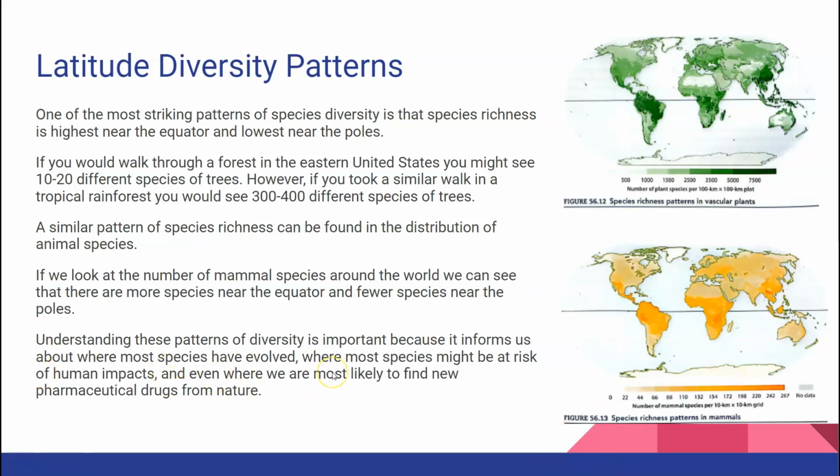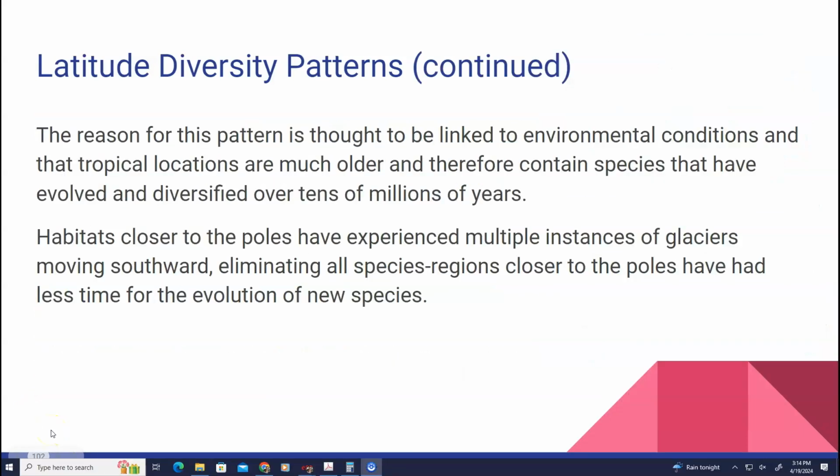So when we understand these patterns of diversity, it informs us about where most species have evolved, where most species might be at risk of human impacts, and even where we are most likely to find new pharmaceutical drugs from nature. So scientists think that the reason for this pattern is linked to environmental conditions, and that tropical locations are much older and therefore contain species that have evolved and diversified over tens of millions of years. Habitats closer to the poles have experienced instances of glaciers moving southward, which would have eliminated species, and regions closer to the poles have had less time for the evolution of new species.